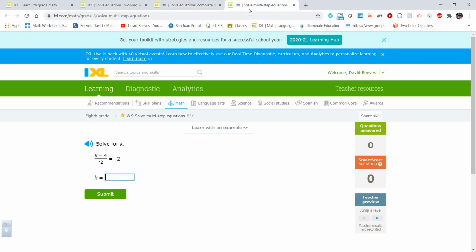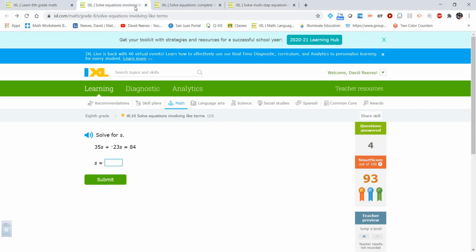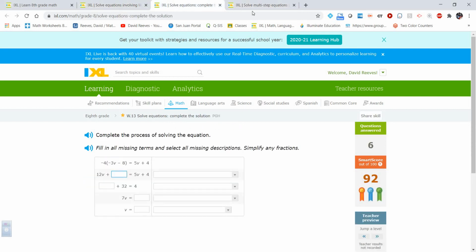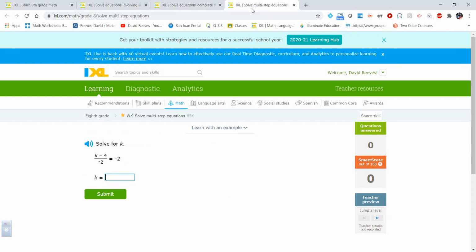We're going to finish with skill W9. Now, if you're going, wait, you went out of order. Yes, I did. This is the recommended order that I'm asking you to do it in. W10 is what we did first, then W13, now back to W9. Multi-step equations. Okay, so what do we have here?